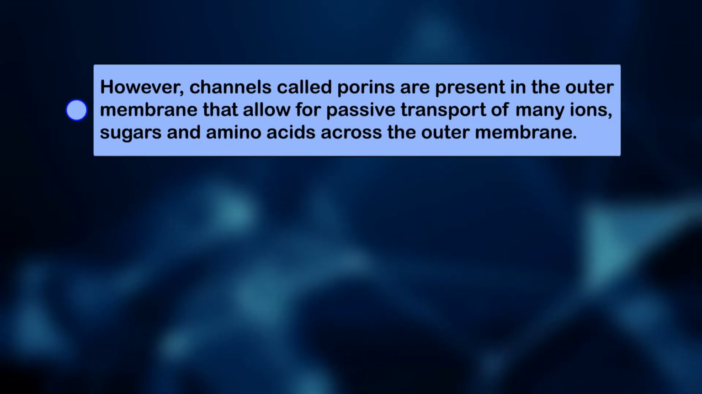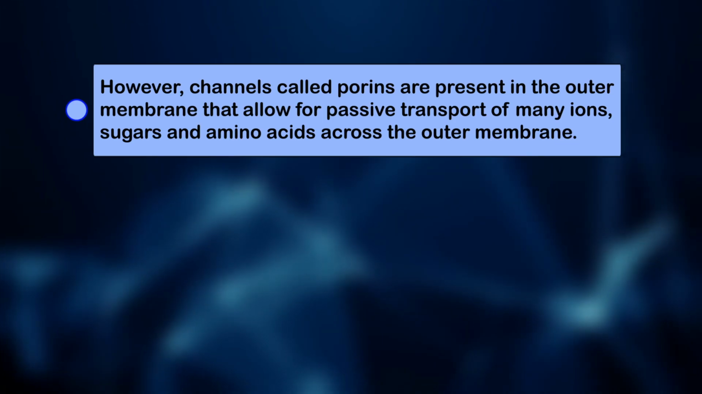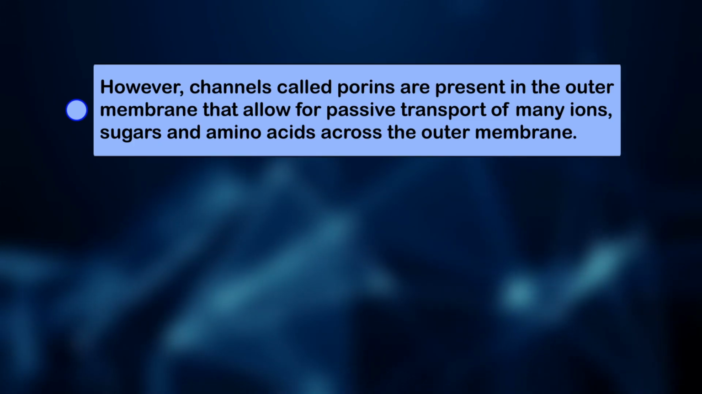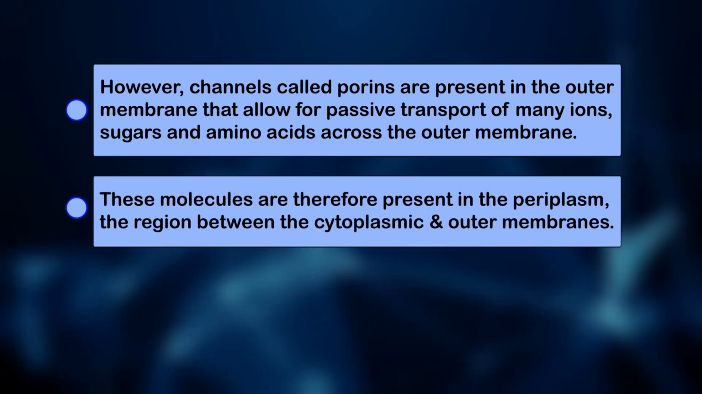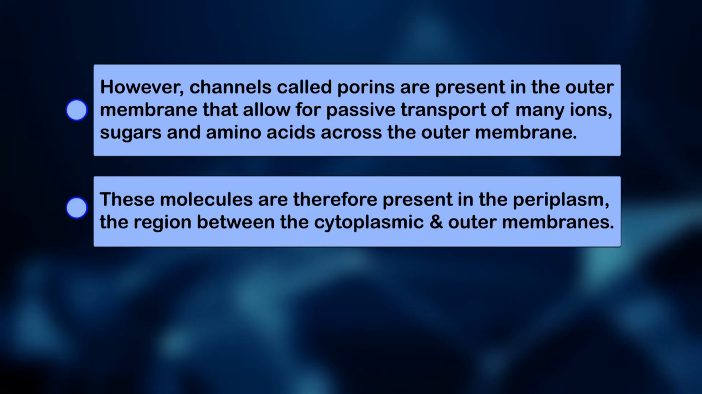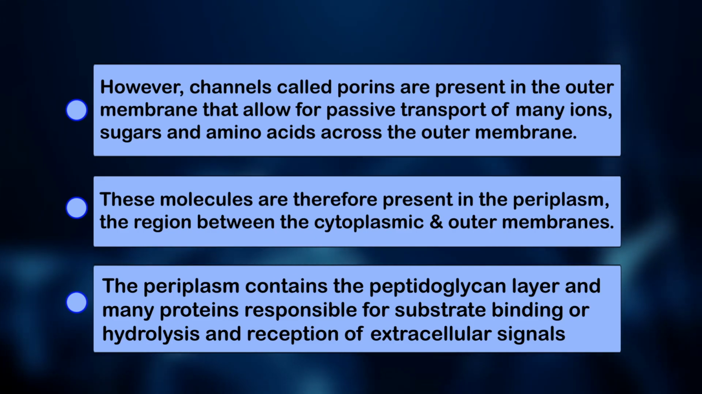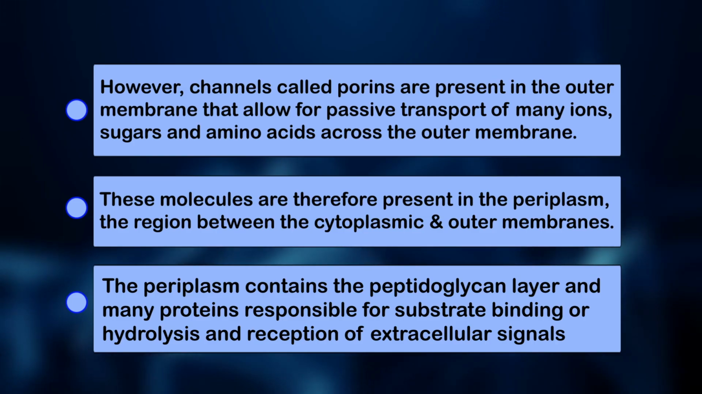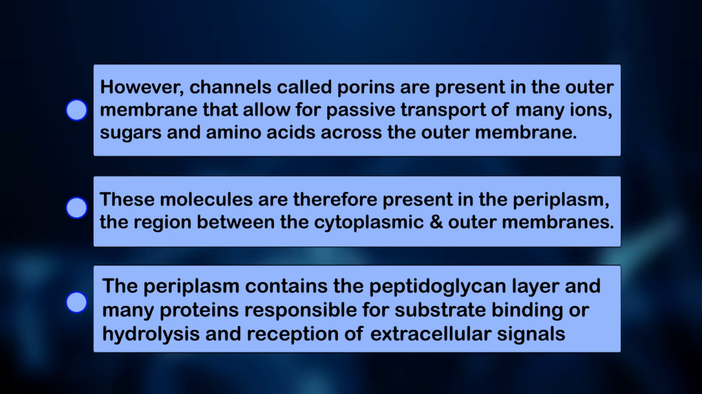As a phospholipid bilayer, the lipid portion of the outer membrane is impermeable to charged molecules. However, channels called porins are present in the outer membrane that allow for passive transport of many ions, sugars, and amino acids across the outer membrane. These molecules are therefore present in the periplasm, the region between the cytoplasmic and the outer membrane. The periplasm contains the peptidoglycan layer and many proteins responsible for substrate binding or hydrolysis and reception of extracellular signals.